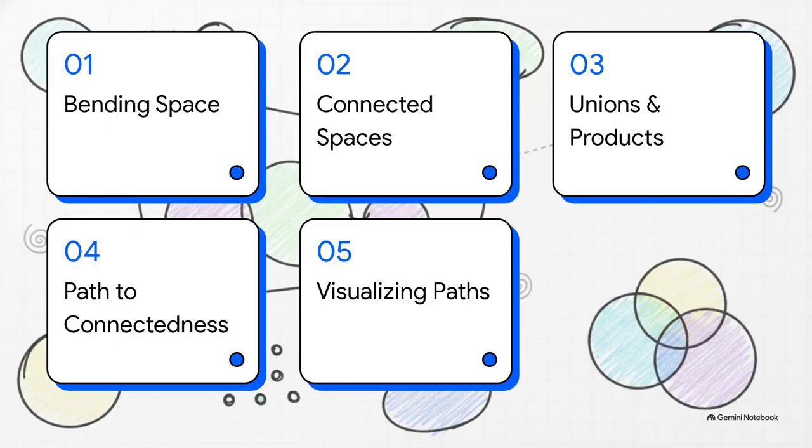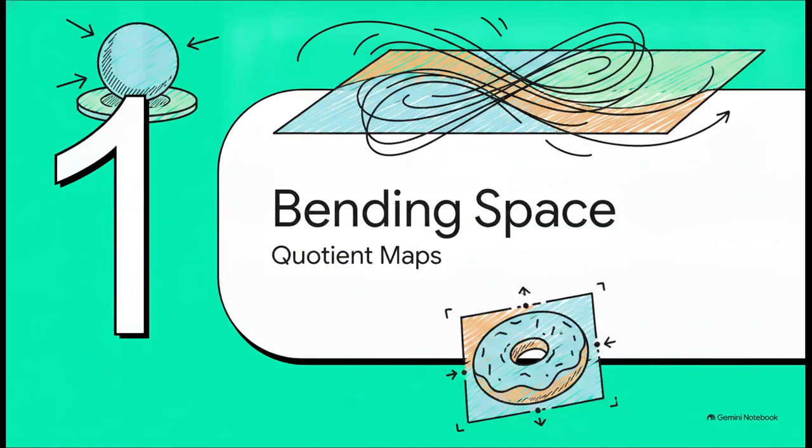So here's our roadmap for today. First, bending space with quotient maps. Second, defining connected spaces. Third, unions, images, and products. Fourth, the path to connectedness. And finally, visualizing path connectedness. All right, section 1, bending space, quotient maps.